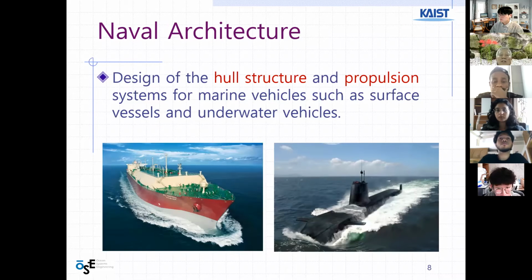And naval architecture again, this is the design of a ship hull structure. Hull means the outer skin or structure, strength. And then propulsion is the engine and propeller for marine vehicles such as surface vessels and underwater vehicles. You can see the Navy submarine in the right-hand side.